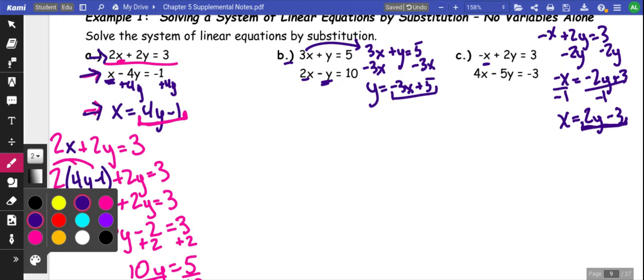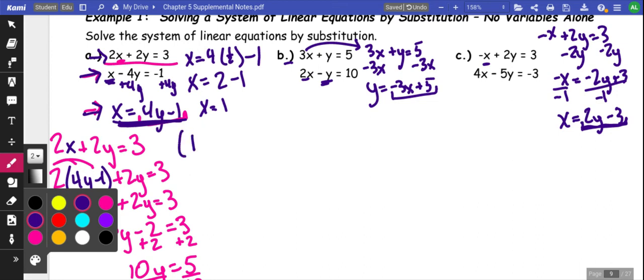It's 1/2, not negative 1/2. And the x is equal to 4 times x. Sorry, 4 times y. I'm mixing myself up now. It's x equals 4y minus 1. My y value is 1/2, so it's 4 times 1/2 minus 1. X is 2 minus 1, so I have positive 1. Your answer is always x, y, so my x is 1, y is 1/2. That's your final answer there.